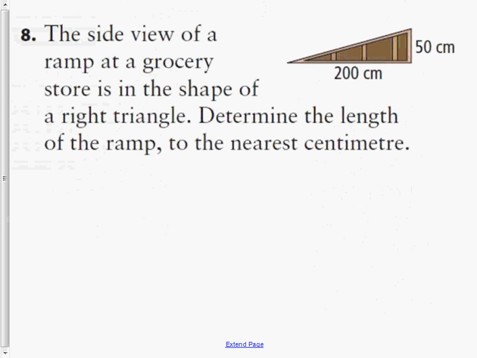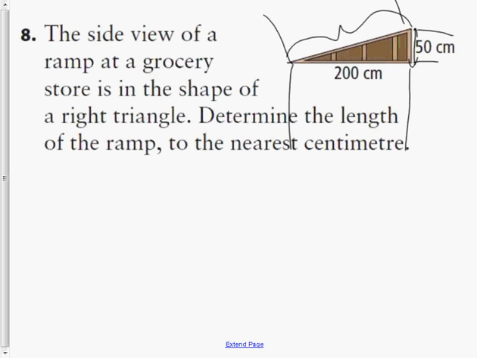Question 8 says the side view of a ramp at a grocery store looks like this if you look at it from the side. So it's 200 centimeters long, it's 50 centimeters high, but they want to know what is the length of the ramp itself. That's really the hypotenuse. I'm going to do this one with squares.